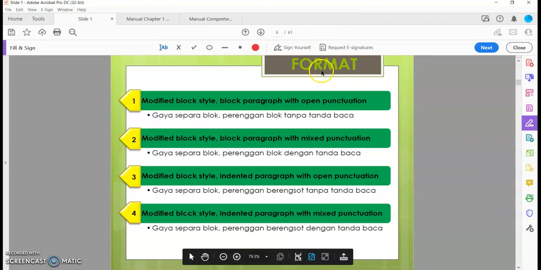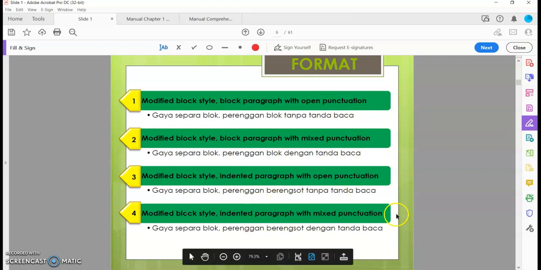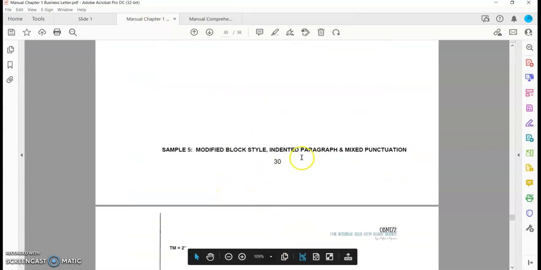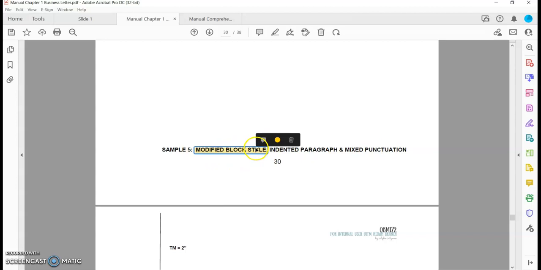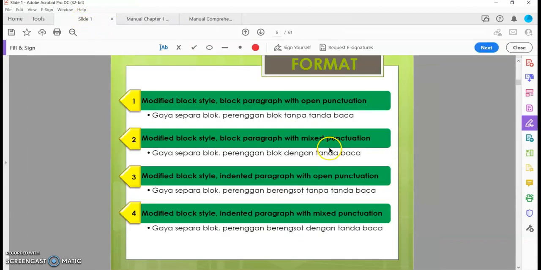So basically, the question will ask you whether to type in these four types of format. You can have a look back at what is meant by block paragraph with open punctuation, block paragraph with mixed punctuation, indented paragraph with open punctuation, and indented paragraph with mixed punctuation. We have the examples in the manual. You can refer back below here. But all the letters will be in modified block style. Like I mentioned previously, during part 1, you learn about block style, but during part 2, you learn about modified block style. So that is video number 1 for the format of business letter.